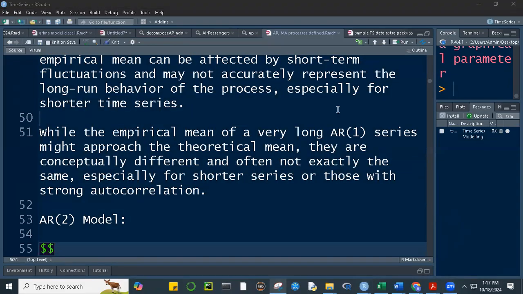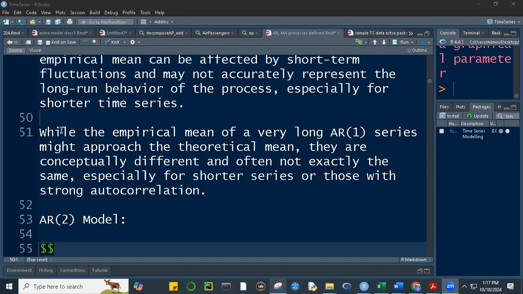Here I'm saying that the theoretical mean is not the same as your empirical mean. They may approach each other. They may become almost equal if you have a very, very long time series. But if your time series is quite short, then definitely they will never be really equivalent or exactly equal.